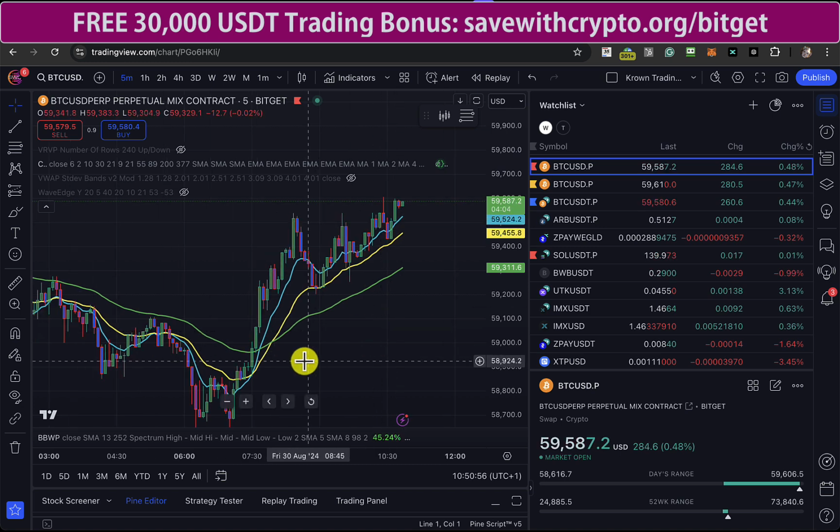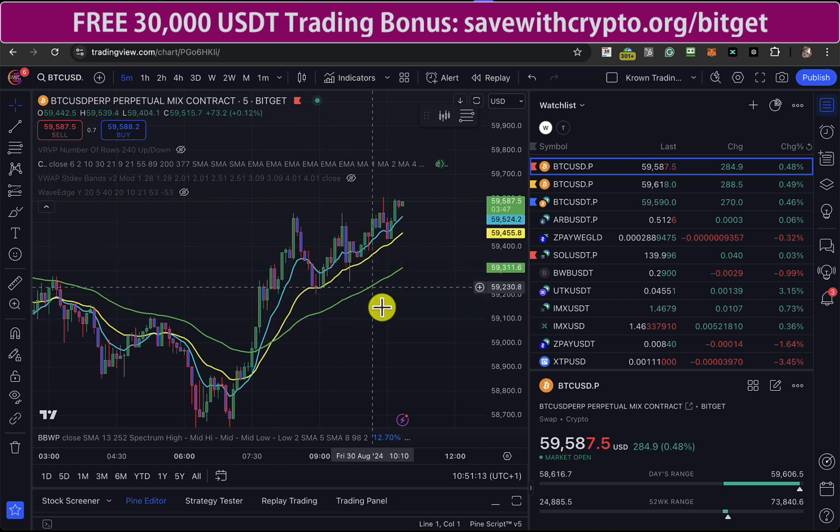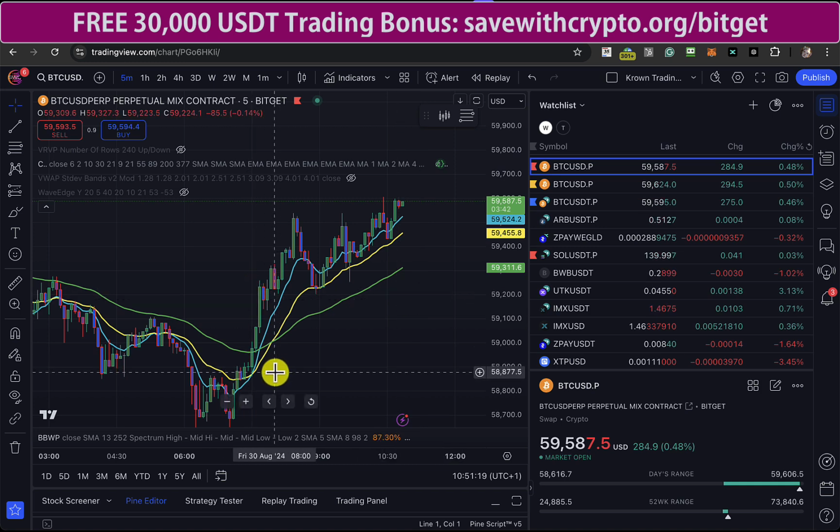Now, the reason I mentioned the yellow crossing the green is because that seems to be the strongest signal for a kind of trend reversal. What you ideally want to see is the yellow crossing the green and then the 3 EMAs becoming nicely spaced out, pretty much like they are here. Now this is only the 5-minute time frame.